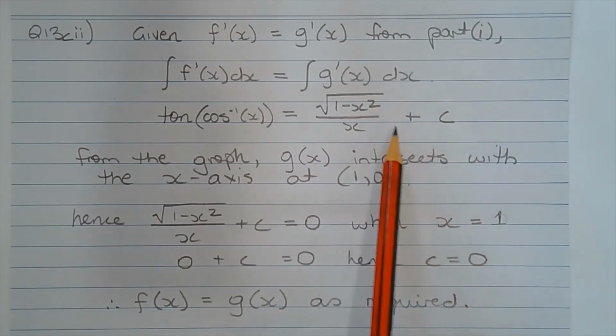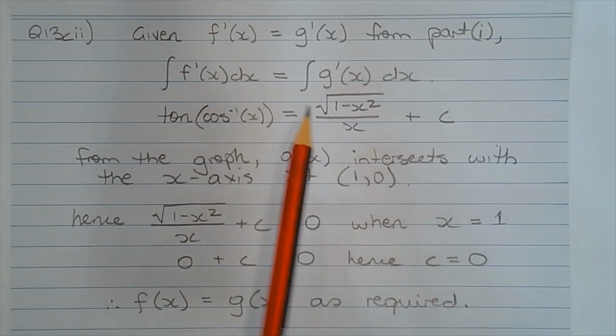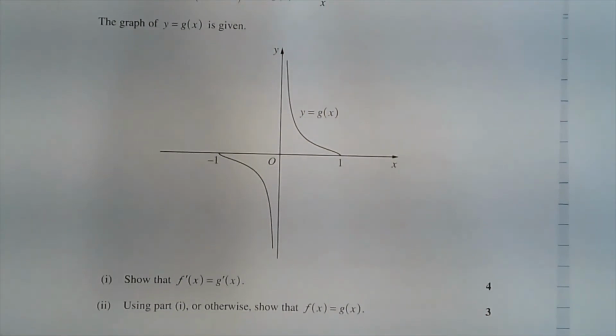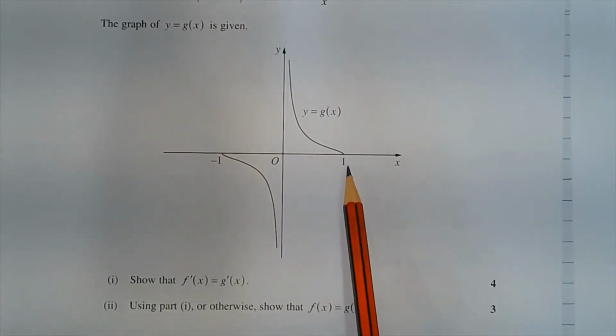Now this constant is a combined constant, so each integral will generate its own constant, but they can be combined into a single constant on one side of the equation. And we need to find the value of this constant to prove that f of x equals g of x. Now from the graph, g of x intersects with the x-axis at the point 1, 0. So that's the x-intercept of the graph. So going back to the graph there, that's this point here.